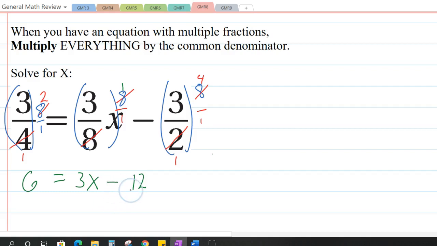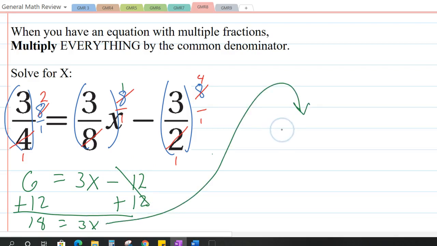The opposite of subtracting 12 is to add 12. Whatever I do to one side of the equation, I do to the other. The 6 plus 12 is 18. Bring your equal sign down. Bring the 3x down. Negative 12 and positive 12 cancel each other out. I'm going to rewrite the problem just so that it's not at the bottom of the screen. 18 is equal to 3x.